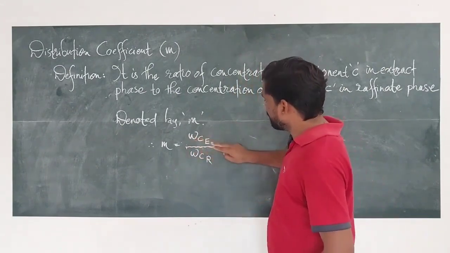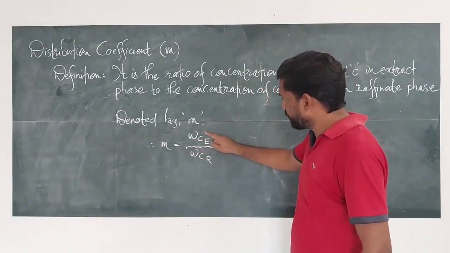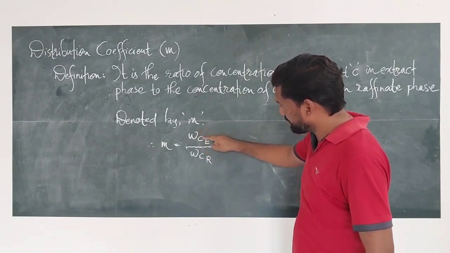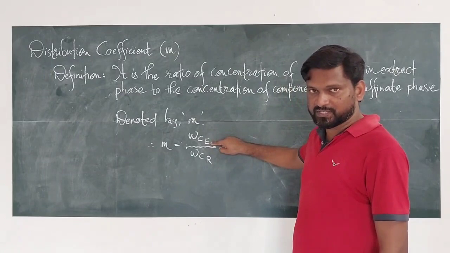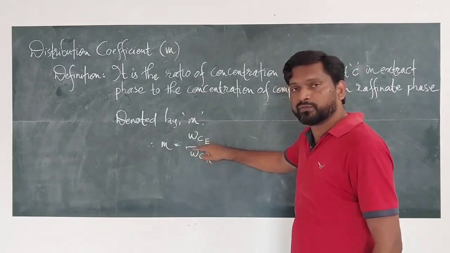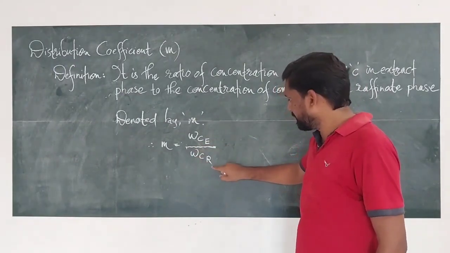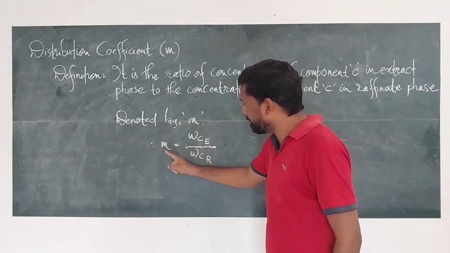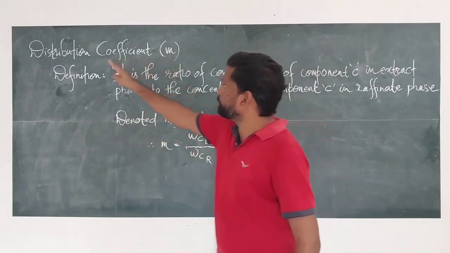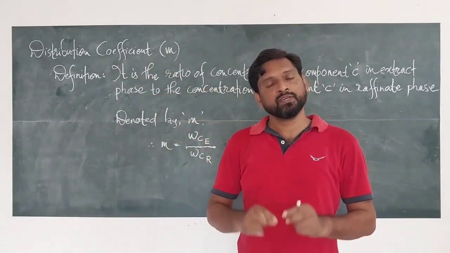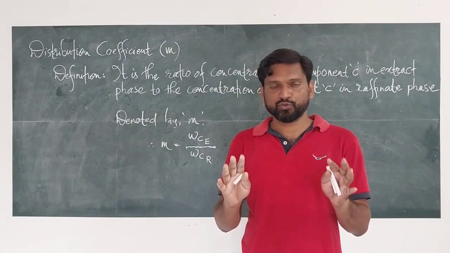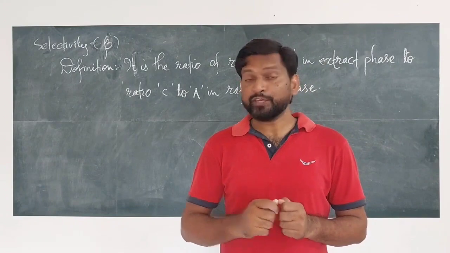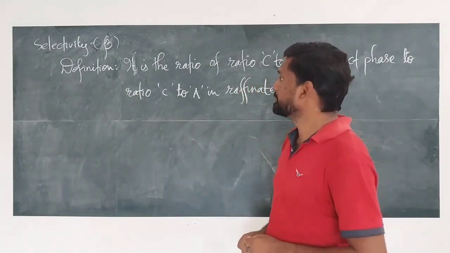This ratio is WCE, the weight fraction of component C in the extract phase, over the weight fraction of component C in the raffinate phase. So this ratio will give you the value of M, where M is the distribution coefficient. That's all about distribution coefficient. We have one more term, selectivity. Here is the definition of selectivity.